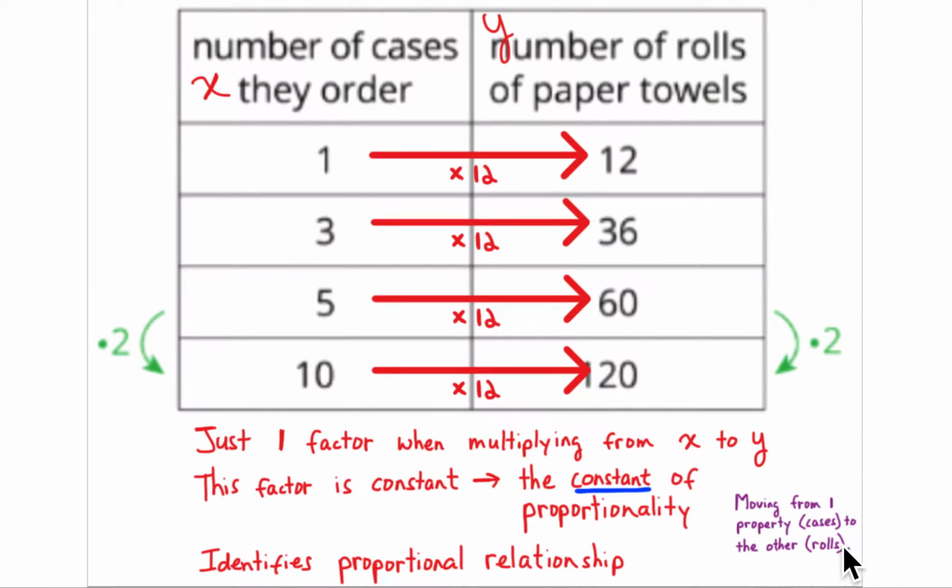In this case, you're moving from one property, cases, to the other property, rows. You're not moving from one property to one property and a second property to a second property. This is from one property to the other property.